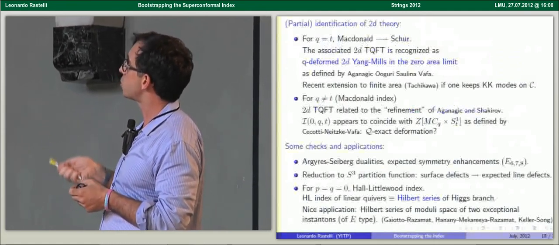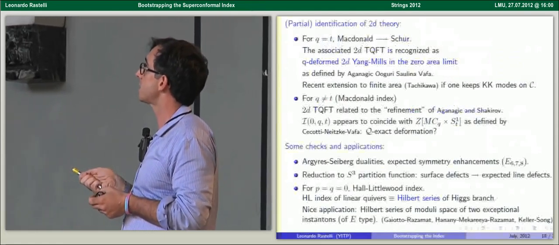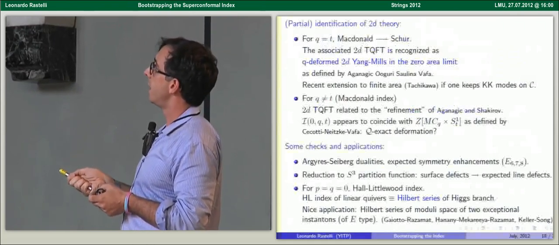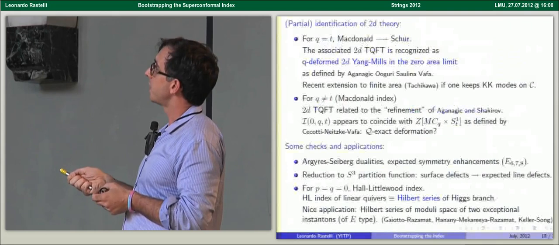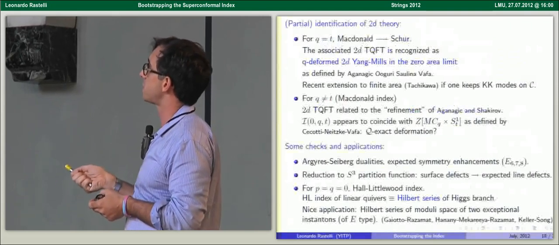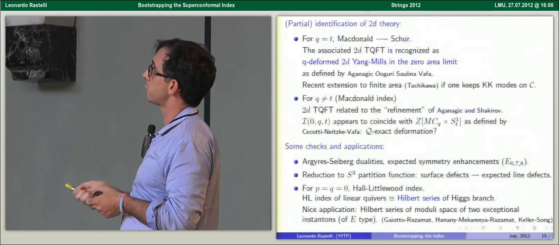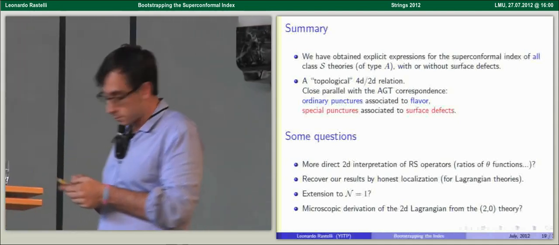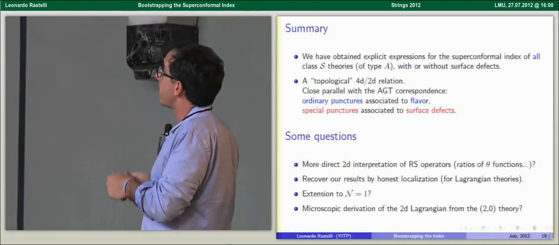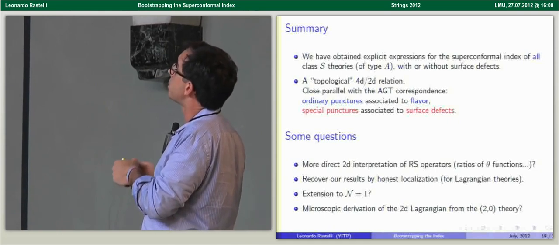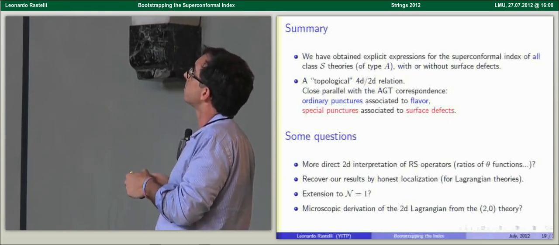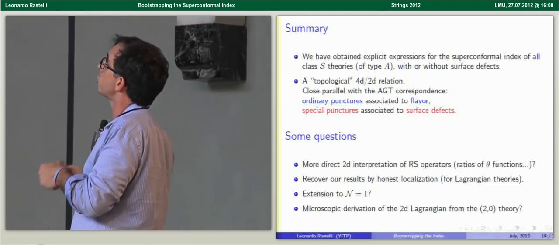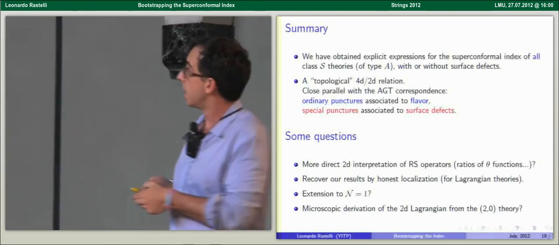And so we have this general guess that we can subject to many checks. In particular, we get the correct symmetry enhancement to exceptional groups in the expected cases. And one very brief mention, in a certain limit, the index reduces to the Hilbert series of the Higgs branch, and this has allowed these authors to compute the Hilbert series of the moduli space of two exceptional instantons. So, in summary, from a pragmatic viewpoint, we have complete success. We have determined the superconformal index of all theories of class S with or without surface defects, through a topological version of the AGT correspondence.